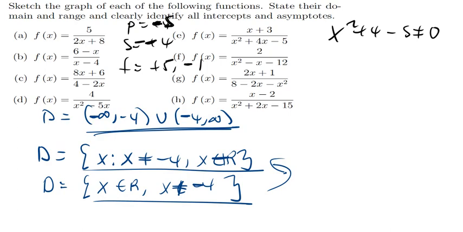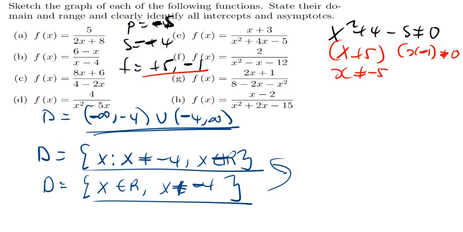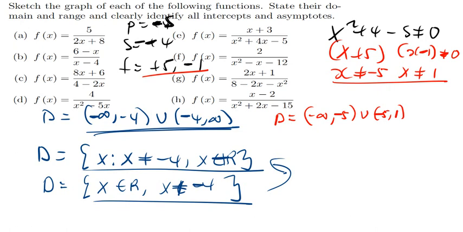When you reach this point, you know that the coefficient of x squared is positive 1. These are your answers: x plus 5 and x minus 1 not equal to 0. Therefore, x should never be equal to negative 5 and x should never be equal to 1. This is my domain. The domain will be from negative infinity all the way to negative 5, union from negative 5 all the way to 1, union from 1 all the way to positive infinity.